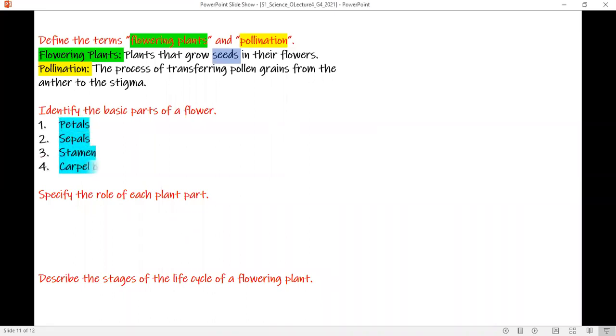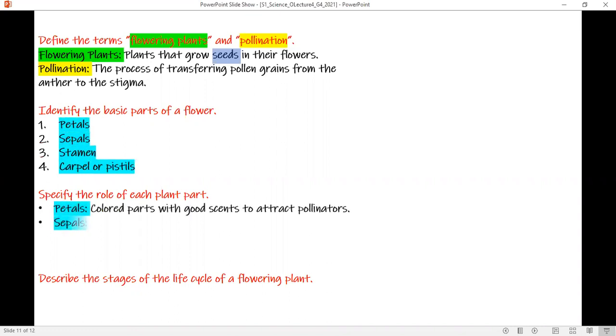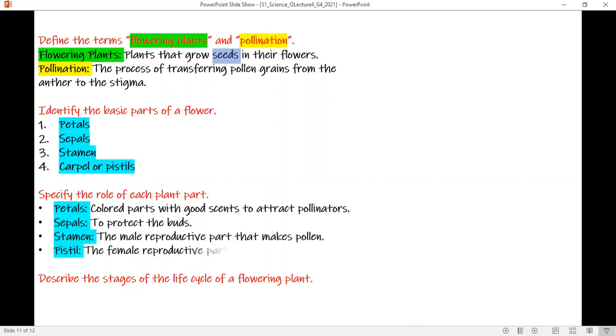A flower shows different basic parts. The petals, which are the colored part with a good smell to attract pollinators. The sepals, to protect the buds as the flower is growing. The stamen, which is the male reproductive part with two parts, anther and filament. The carpel or the pistil with its stigma, style, and ovary.